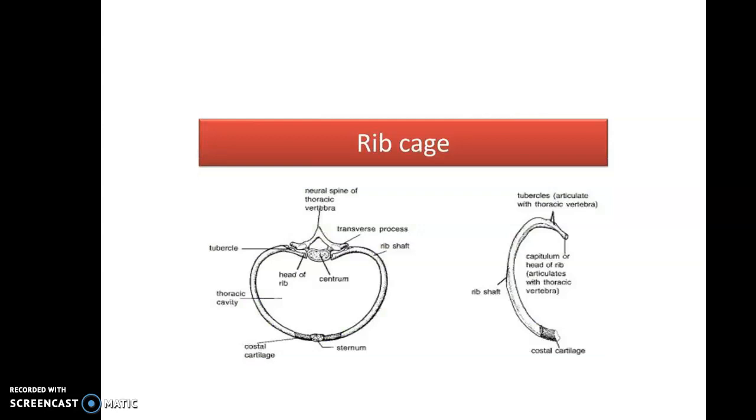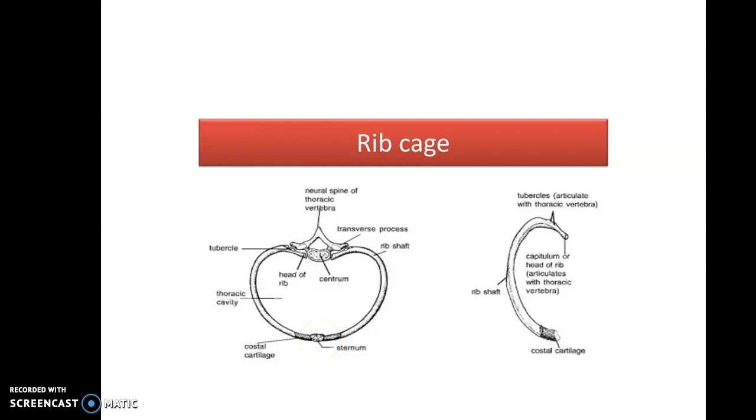Now, let us look at the ribs. Ribs and sternum provide protection for the thoracic region. There are about 12 pairs of ribs, which articulate with the thoracic vertebrae. Each rib has a shaft and a head. This is the shaft. This is the head. The shaft consists of the vertebral part, and this is the cartilaginous part which fuses with the sternum.